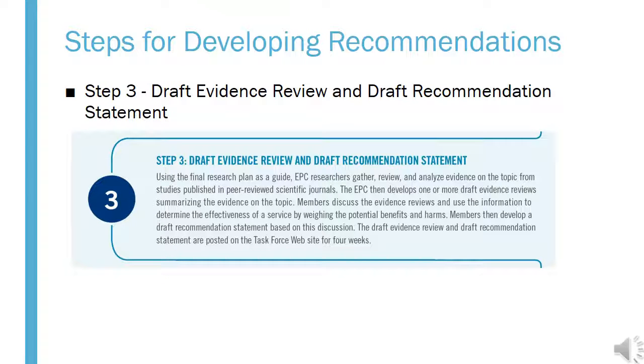Next, the evidence-based practice center's researchers draft several evidence reviews or summaries of the current literature based on articles from peer-reviewed scientific journals. The task force members will then review the evidence reviews to determine the potential benefits versus the harms of a service and a draft of a recommendation statement. Both the draft recommendation statement and the draft evidence reviews are posted online for 4 weeks.